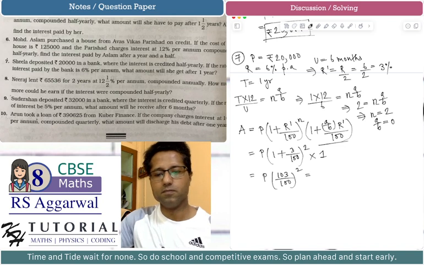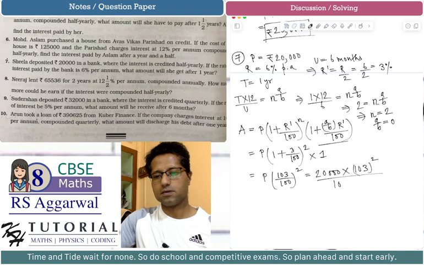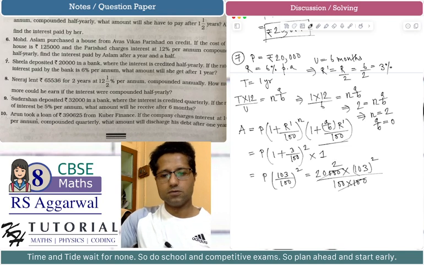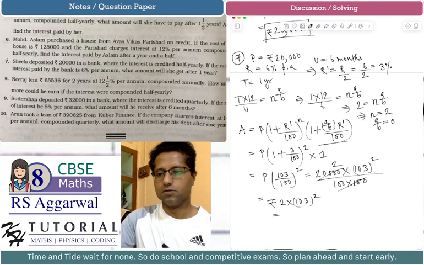This is equal to P, which is 20,000, multiplied by 103 square divided by 100 square. The 100 cancels with the 2, so this is equal to rupees 2 multiplied by 103 square. So we have to find what is the value of 103 square.